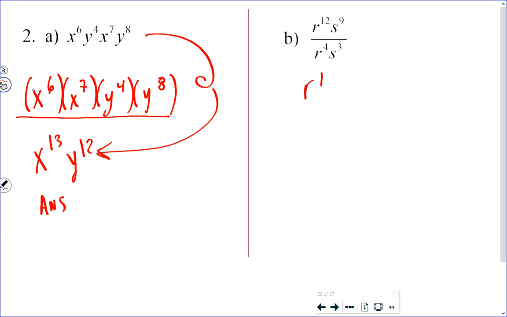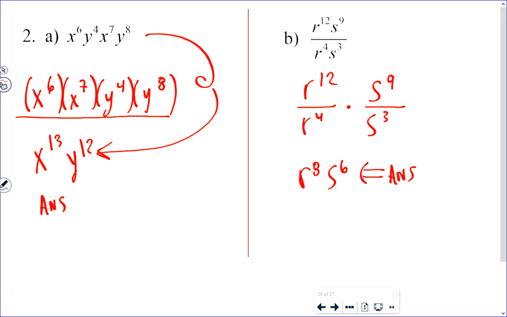Over here, it's the same kind of thing. This is r to the 12 over r to the 4 multiplied by s to the 9 over s cubed. Well, we subtract the exponents on r, we subtract the exponents on s, and we get that. This is the answer now. There's no reason for you to write this. It's just me explaining what's going on mathematically.